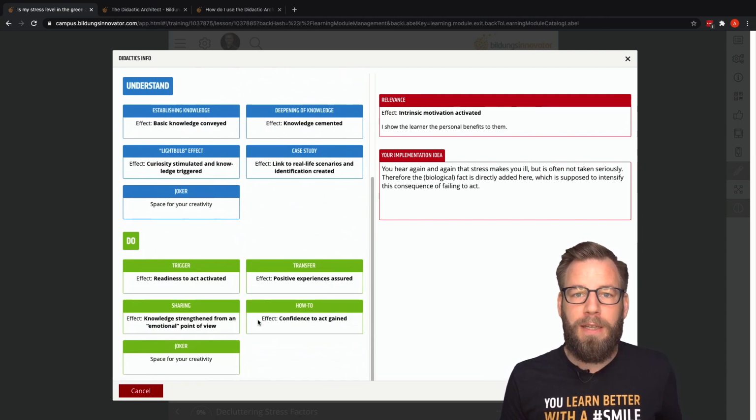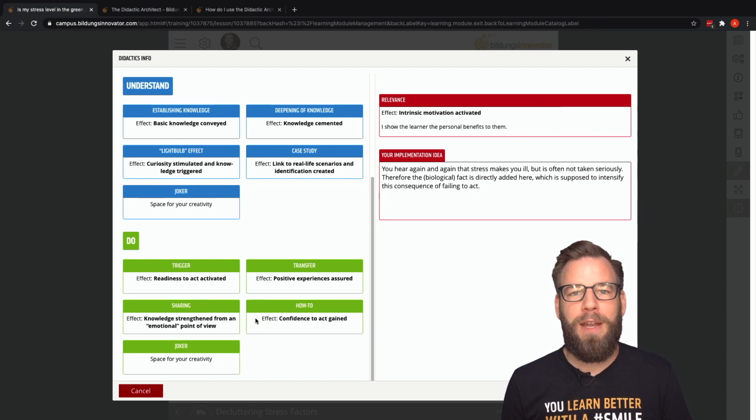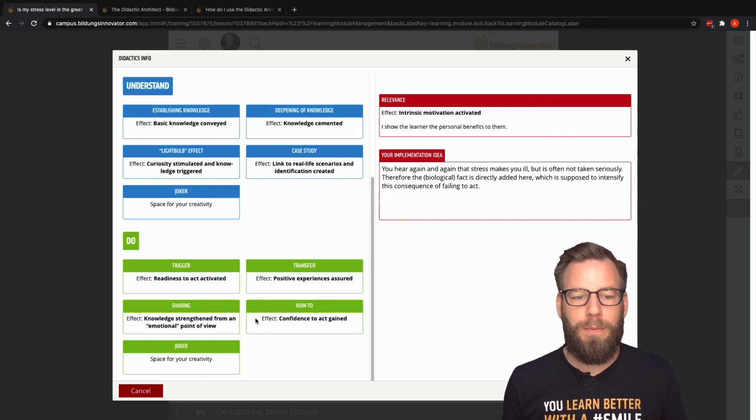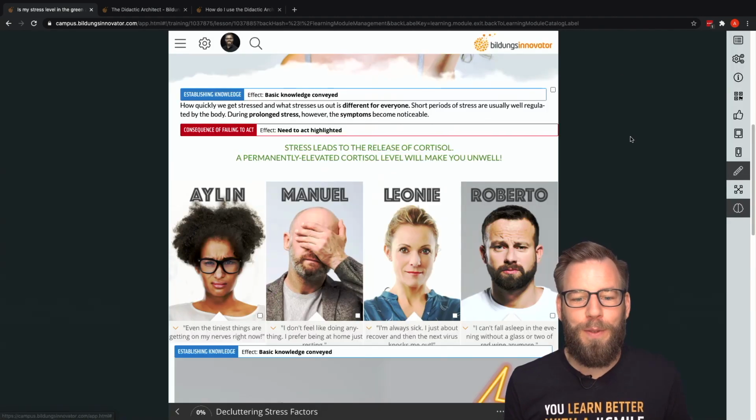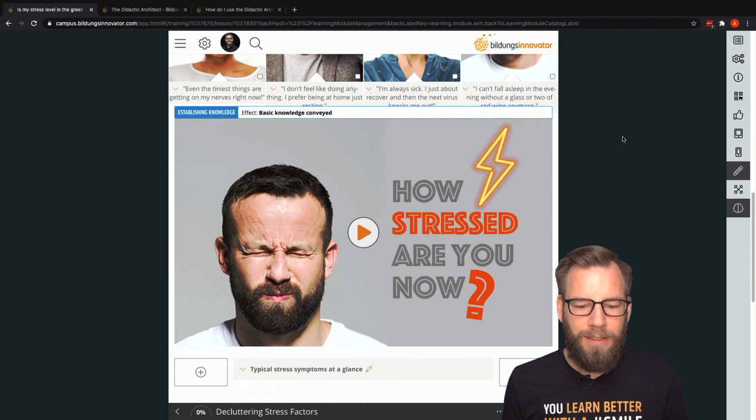Same goes for the green level. If you want to put impulses and want people to act after a training, then set some triggers. Give them the possibility to really do something. And this is what we are doing now. Let's set a trigger here.